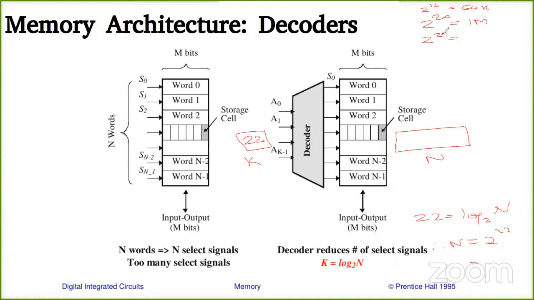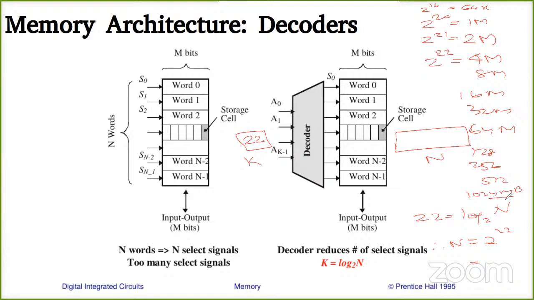Come on. What will 2 raised to 21 be then? What is the double of 1M? 2M. What is 2 raised to 22 then? 4M. And it goes forward: 8M, 16M, 32M, then 64 mega, 128 mega, 256 mega, 512 mega, and then 1024 mega. So what is 1024 mega? 1 gigabyte.